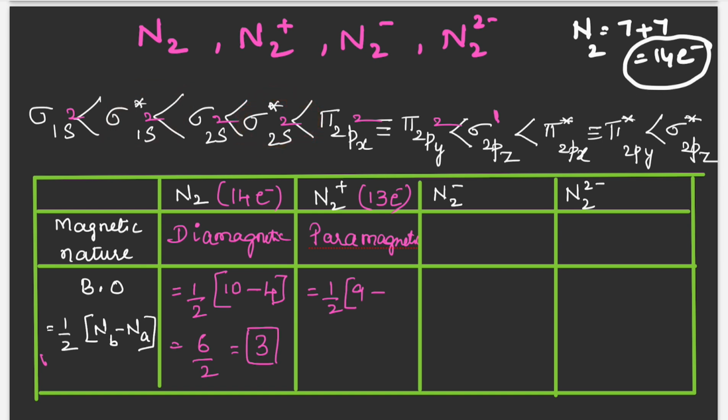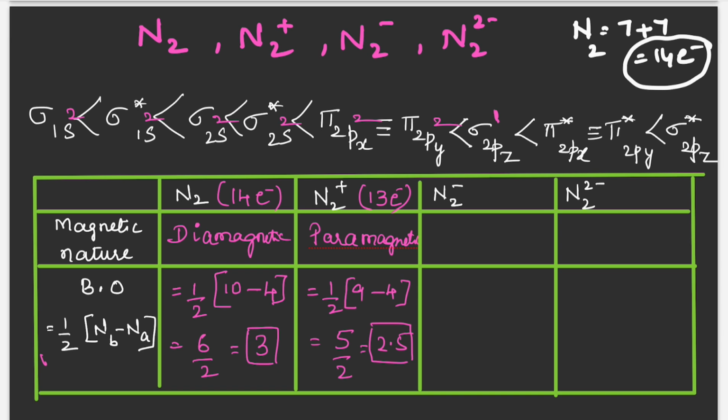So totally 4 electrons. So this is equal to 9 minus 4, which is 5. 5 divided by 2 is equal to 2.5. So you are getting 2.5 as the bond order.